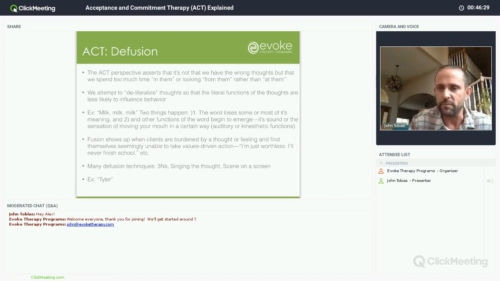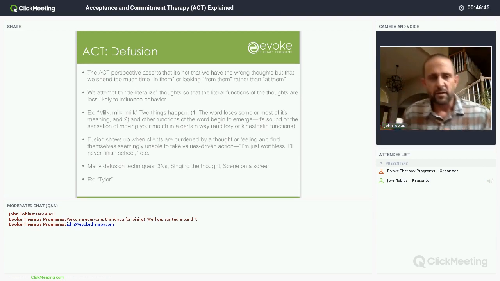So with diffusion, we make an attempt to what we call deliteralize or decontextualize thoughts or feelings or bodily sensations, so that the literal functions of the thoughts are less likely to influence behaviors. And I'll explain that. I think the best way to explain that is by talking about this next bullet point.